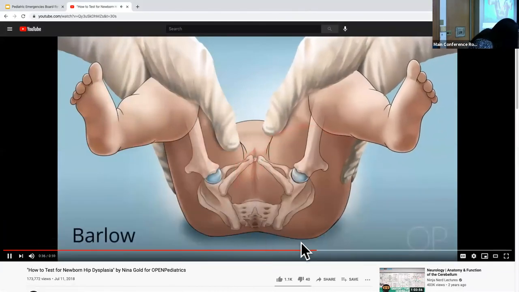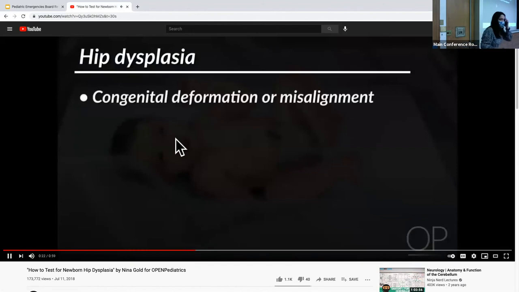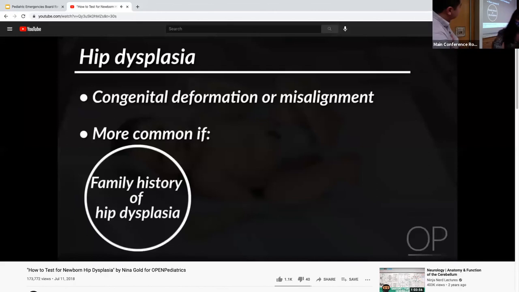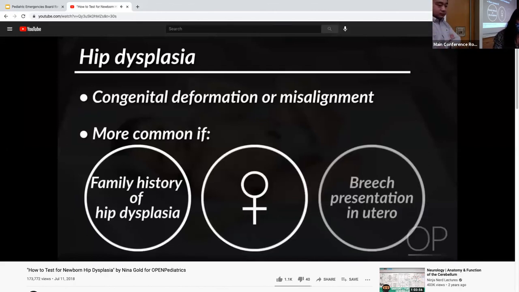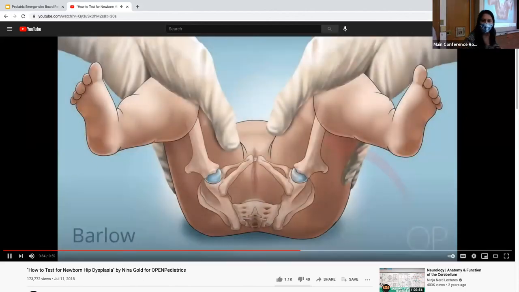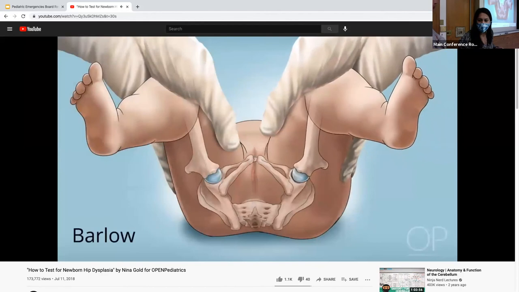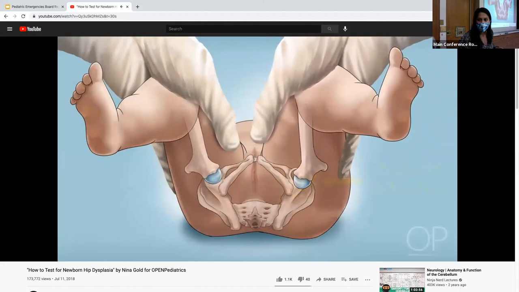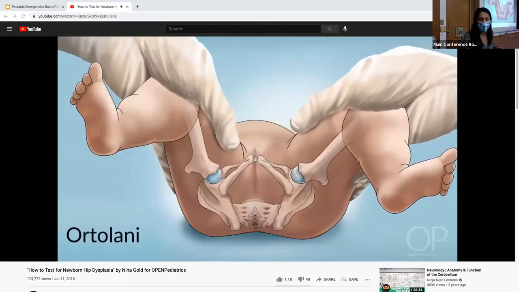Barlow maneuver. First, adduct the hip by bringing the thigh toward the middle. Dysplasia is a congenital deformation or misalignment of the hip joint and is more common in infants with a family history of dysplasia, who are female, or who had a breech presentation in utero. Assess the hips one at a time using two maneuvers. In the Barlow maneuver, first adduct the hip by bringing the thigh toward the midline. Then apply a gentle posterior pressure to the knee. In the Ortolani maneuver, flex the infant's knees to a 90 degree position. Then abduct the legs by folding the thigh outwards.